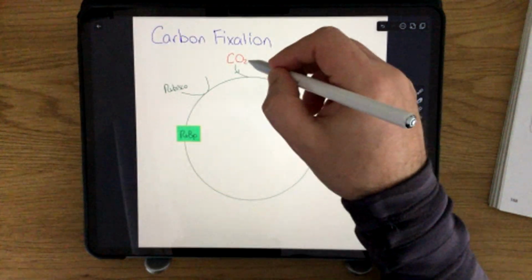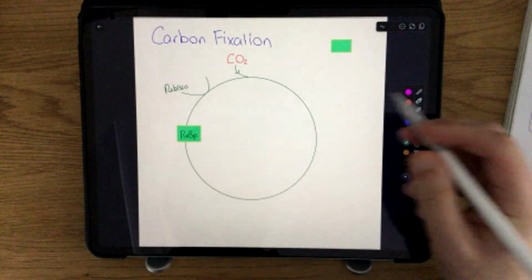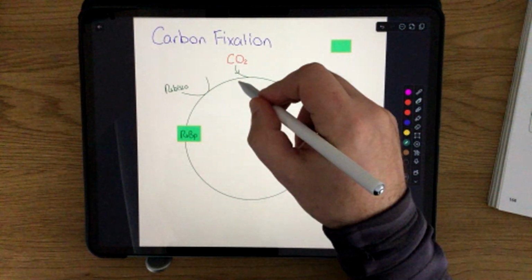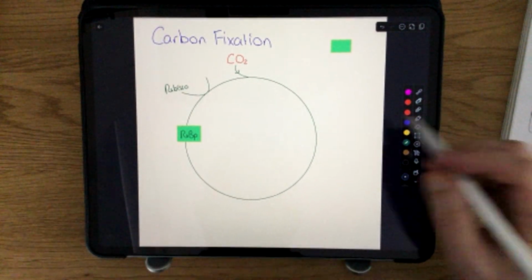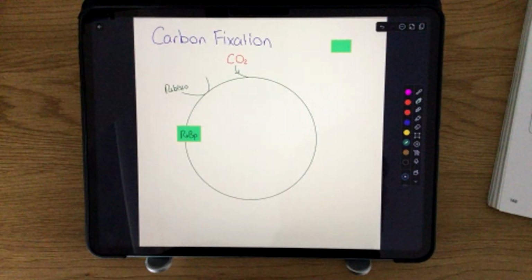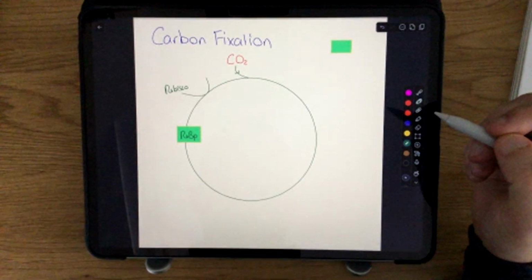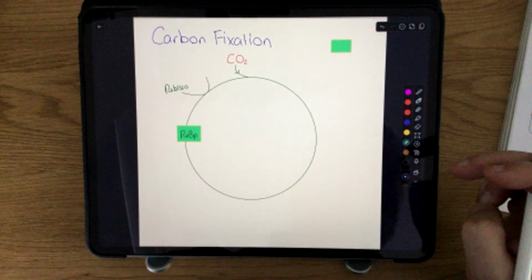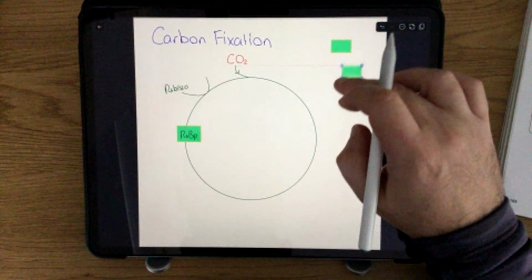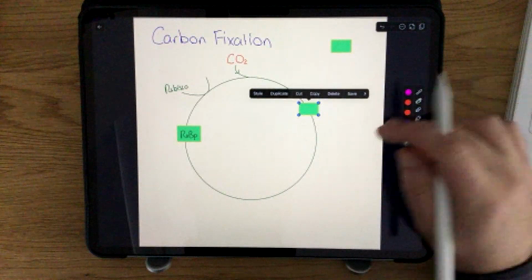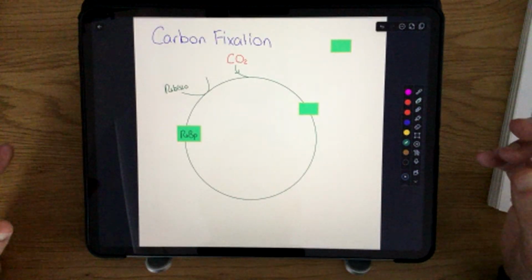So we're feeding CO2 into the cycle and it's going to meet up with RuBP, but RuBP is going to be joined to the CO2 by the enzyme Rubisco. Because we've now added something to the CO2, it's no longer CO2, so it needs to change into a different substance. I'm going to duplicate it again, and I'm going to put in here what we get when we put RuBP and CO2 together.